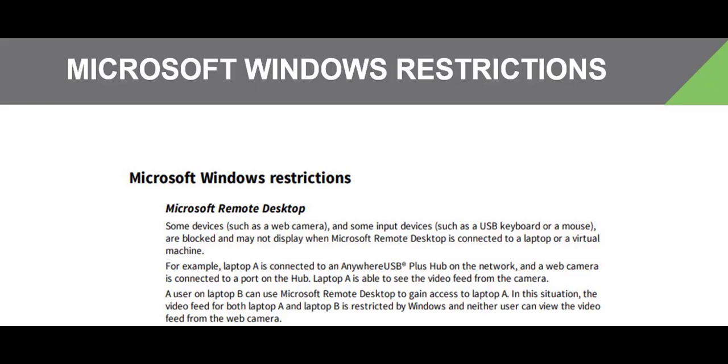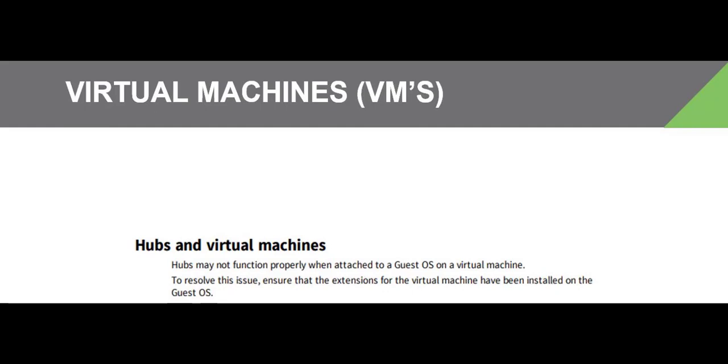If the computer is logging into a domain where a security policy could be applied and the AnywhereUSB Plus is not working, test the AnywhereUSB Plus on a computer that logs in locally to try to narrow the issue down. If the host computer is a virtual machine and the AnywhereUSB Plus is not behaving as expected, test the AnywhereUSB Plus on a physical machine to try to narrow the issue down.